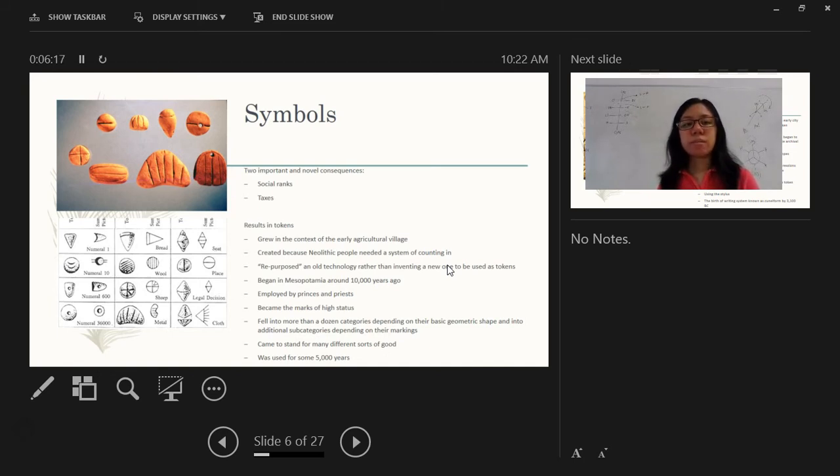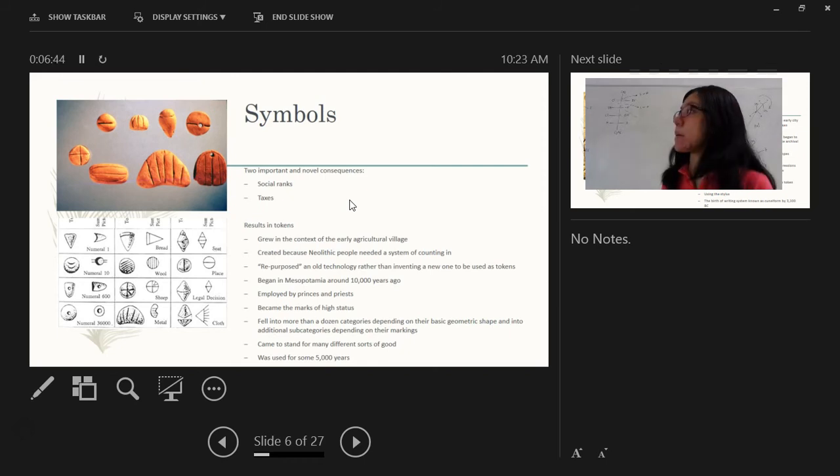make symbols systematically, which is to keep accounts. So they made symbols, which are named tokens. The tokens grew in the context of the early agricultural village. They were created because Neolithic people needed a system of counting. So one physical symbol represents one physical item.